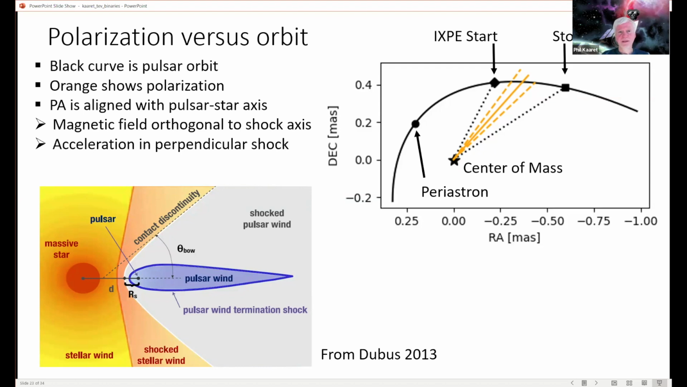So you can see that the polarization is essentially aligned with the line running between the normal star and the pulsar. So the X-ray polarization is aligned with the pulsar-star axis. So that means the magnetic field is orthogonal to that axis, and therefore the magnetic field should be orthogonal to the shock axis. And so we find here that we're having acceleration in a perpendicular shock.